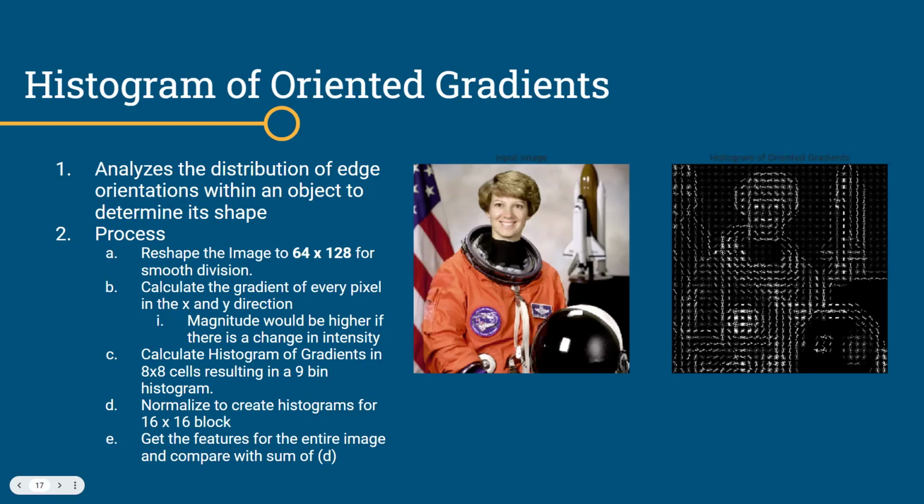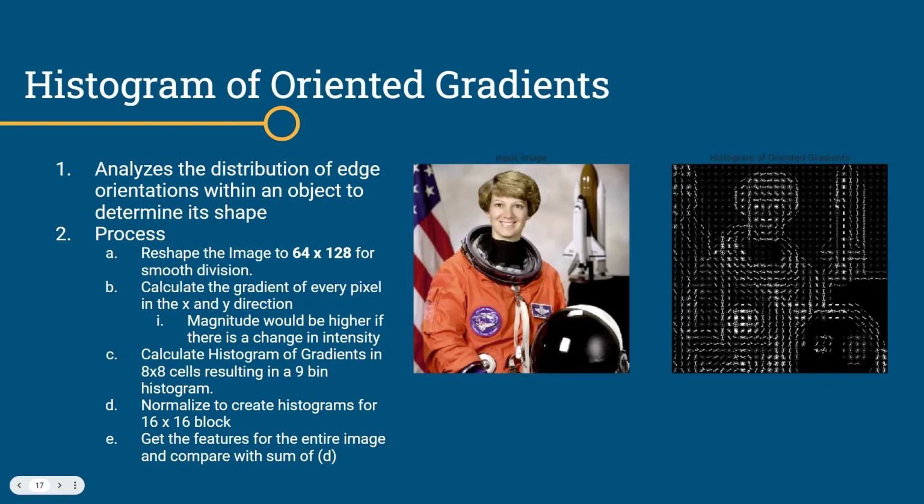So, first, this is according to the paper from the guys that first developed it. They said, okay, we eventually want to get down to 8x8 cells in my image. So I want to make this image easily divisible, so I'm going to reshape my image to 64 by 128. That's not a requirement, just a suggestion that makes it optimal. So we're going to reshape it down to 64 by 128.